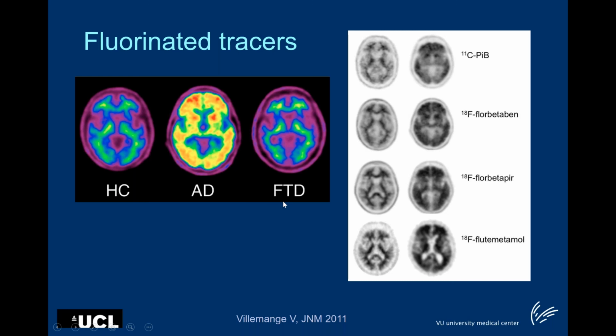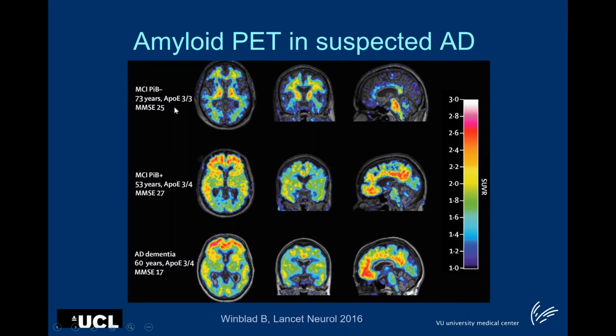Here's an example again from the Winblad paper that I mentioned earlier on in the Lancet Neurology, showing again a negative scan in a healthy control with preserved gray-white matter differentiation, and then two positive cases, both done with PIB, but you could have done it with another tracer. I'm sorry, this is the Alzheimer patient positive, and these are two MCI cases. So this is a negative and a positive MCI case, and the positive one converted to dementia within the follow-up of 2 years, and the negative one remained MCI. So had no evidence of Alzheimer's, neither on imaging nor clinically.